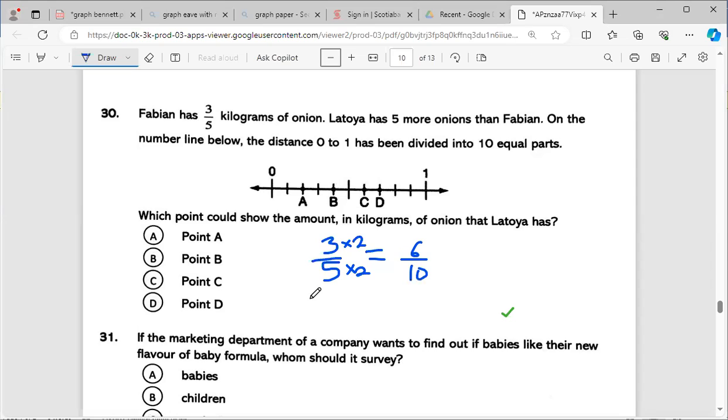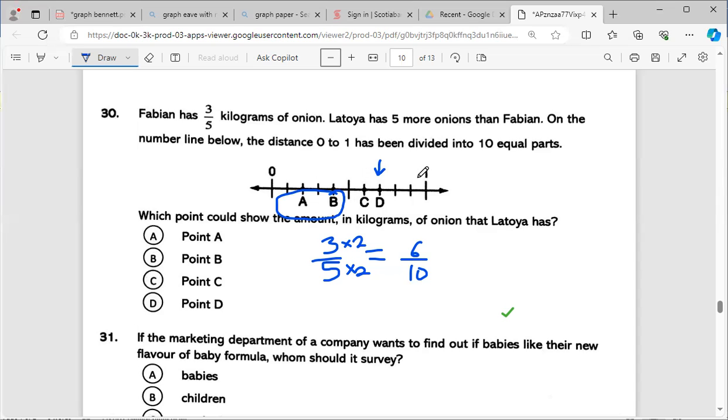So we know that 3/5 is greater than a half, so it couldn't be A or B. So it would be either C or D. So 6/10 would be located at C, so it must mean that Latoya's amount of onions, in kilograms, would be D. Yeah, so I think it would be point D. Sure, I agree. Correct.